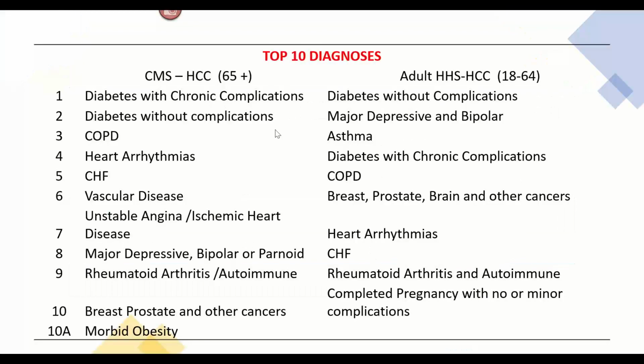This just shows the differences in the programs in the top 10 diagnoses. Of course, in the 65 and older, you expect the more chronic diseases: diabetes with complications, without complications, COPD, heart arrhythmia, CHF, vascular disease. This is the adult in the 18 to 64 range. Of course, we see diabetes still there, but now we've got depression, asthma, diabetes with chronic complications. We've got cancer that moves up a bit.